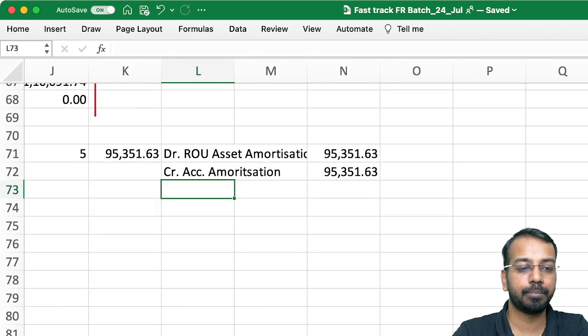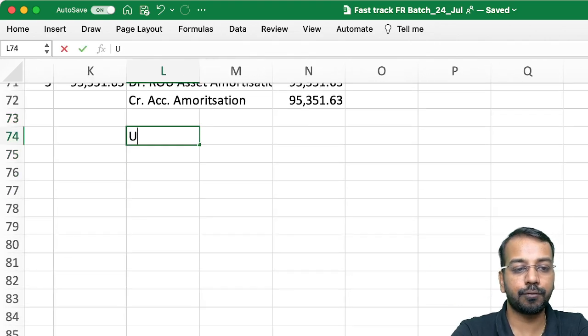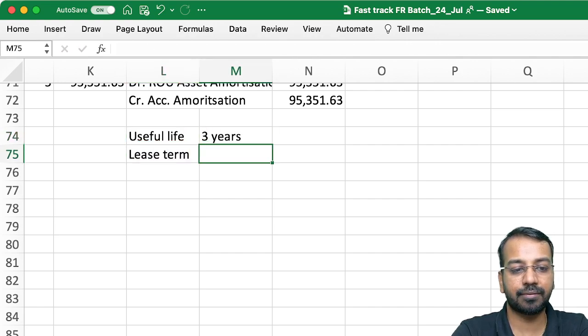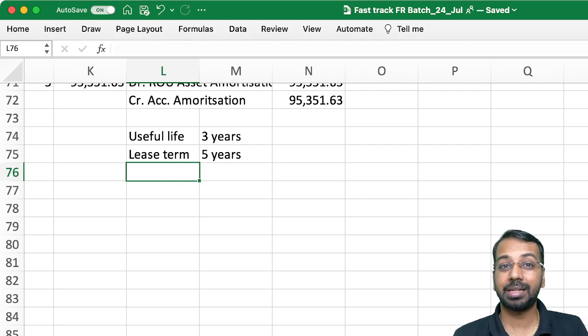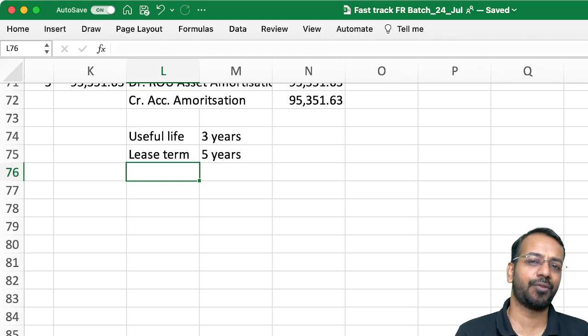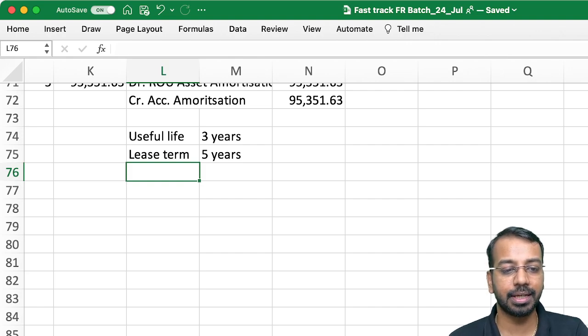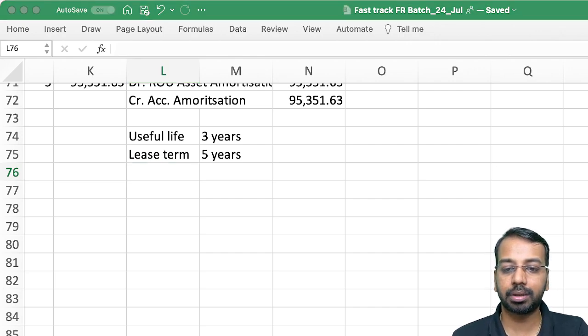Now I have a question for you. If useful life is 3 years and lease term is 5 years, should I amortize the right of use asset over 3 years or over 5 years? I have taken an asset for a 5-year term, but I am estimating that my life will be only 3 years. So why will we take it for 5 years? Maybe the lessor doesn't agree. The lessor says you have to take it for 5 years, so we have taken it for 5 years. Now the useful life for me is only 3 years. The question here is, should we amortize it over a 3-year period or a 5-year period?